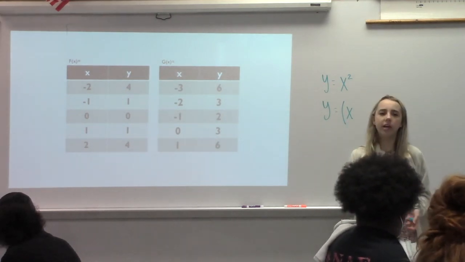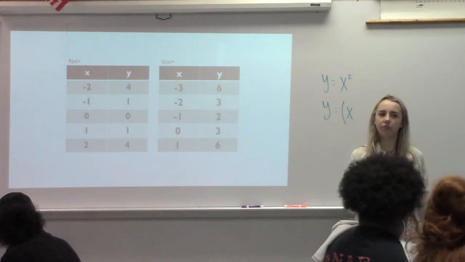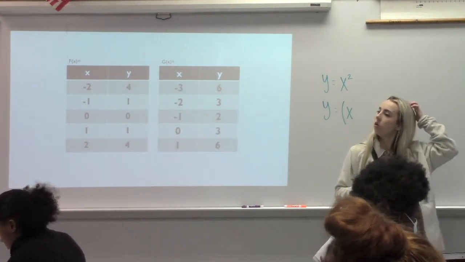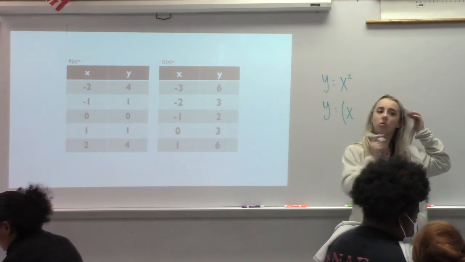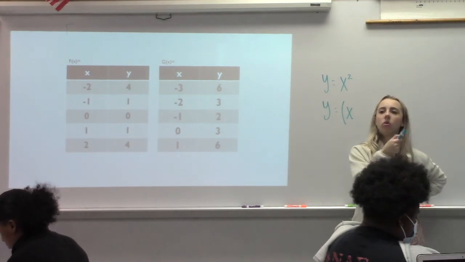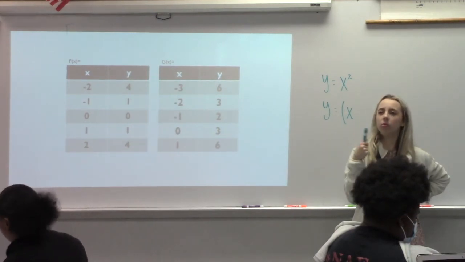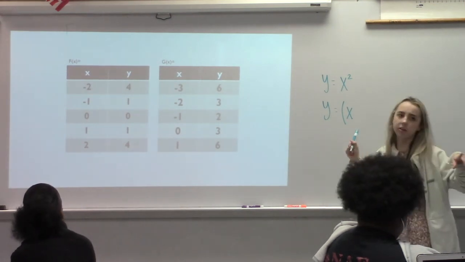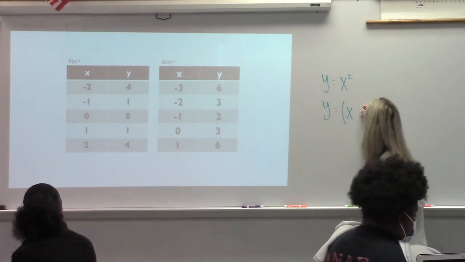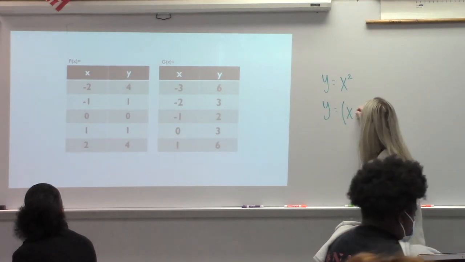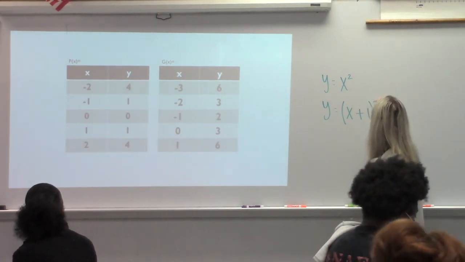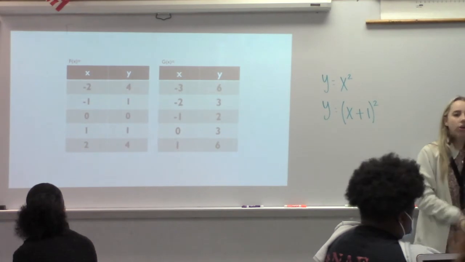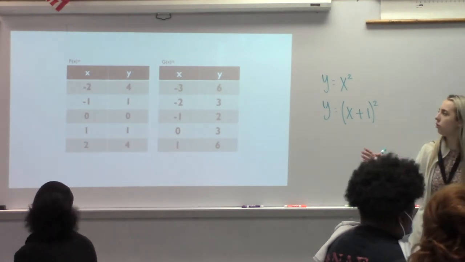So x, and we said they changed, subtracting 1. But what do we have to be careful about when dealing with horizontal transformations? They're opposite operations. Right. So what was another word we used for the opposite? Inverse. Right. So we're gonna use the inverse. So Anthony, what do I need to write after the x? Plus one. Square.